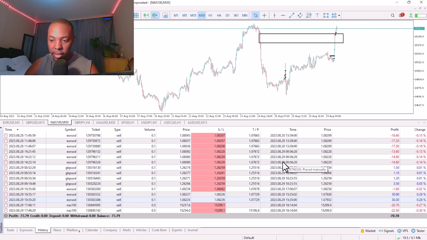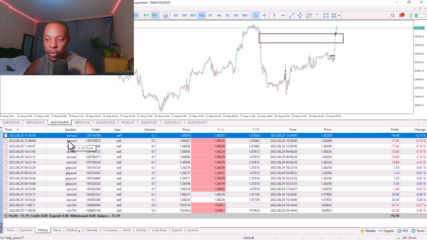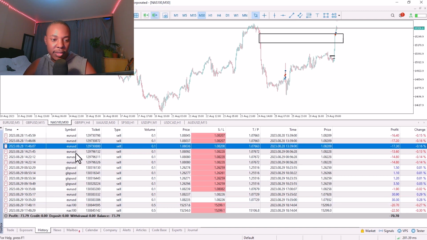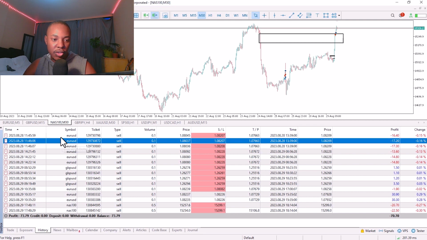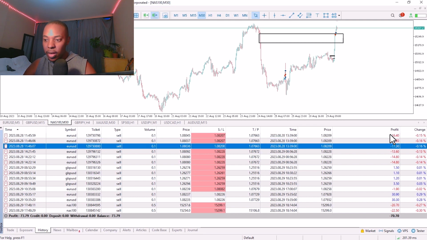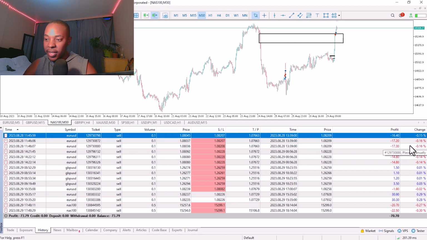So these are the results of day 2 and day 3 combined. As you can see, it's been a very losing 2 days since yesterday. This is the first trade that I took on Euro USD. As you can see, I took 3 trades, and then we got out with around 0.4%, somewhere in that area, 0.45% I think, or 0.5.